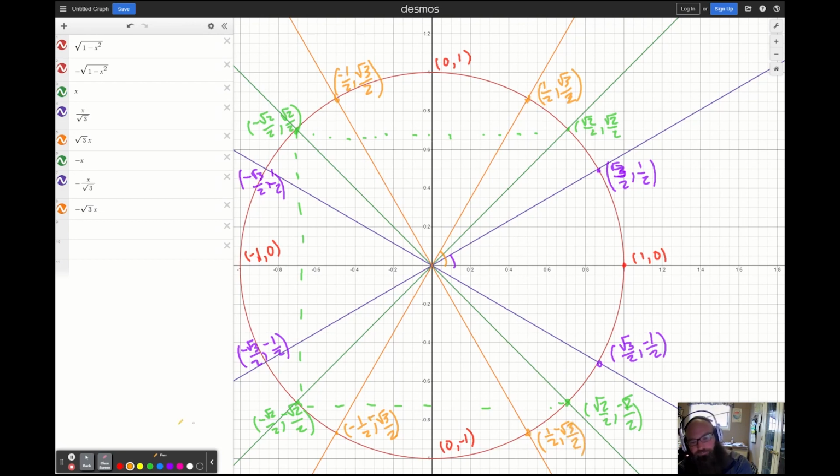A lot of teachers will go through, and rightly so, and they'll call this the CAST rule. It's a related concept. So CAST: you're thinking about this as all of your things being positive here, your cosine is positive here, your sine is positive here, and your tan is positive here. We'll go through that a little bit more later, but I definitely want you to see it.